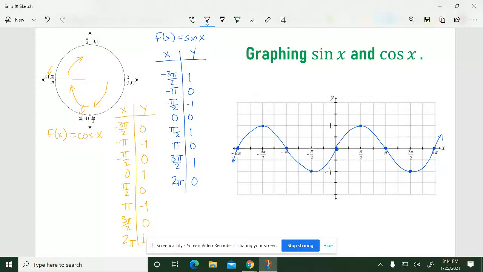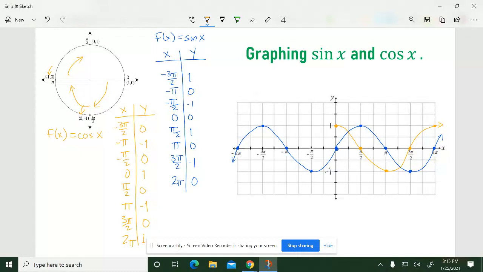So if you graph this and you start at 0, instead of starting at the origin, you're going to start at 0, 1. And then you're going to go from there. So then when you go to pi over 2, the next one, you're going to be at 0. When you're at pi, you're at negative 1. 3 pi over 2, you come back to 0. 2 pi, you're back to 1. So very similar to the sine function, but it's shifted.